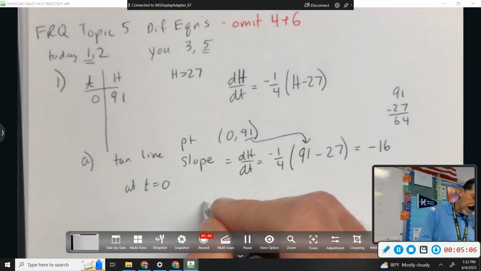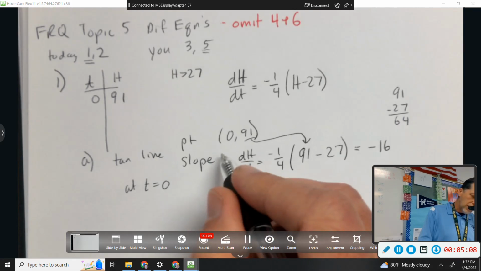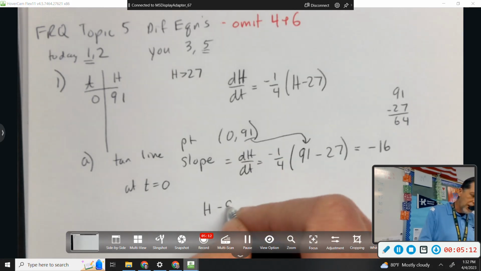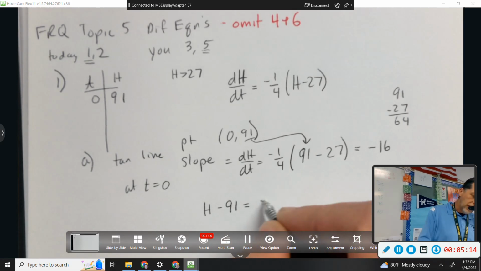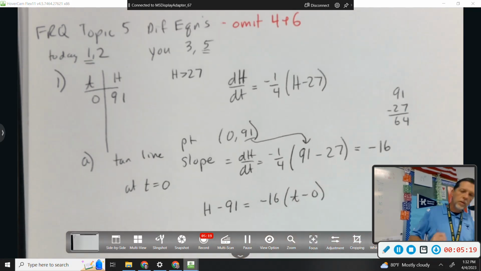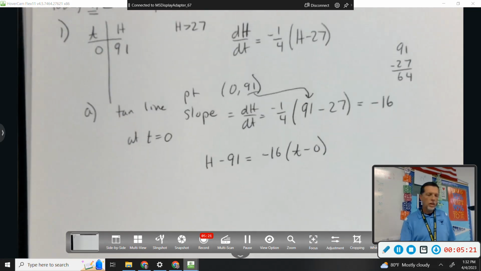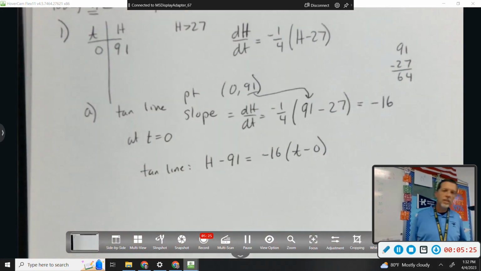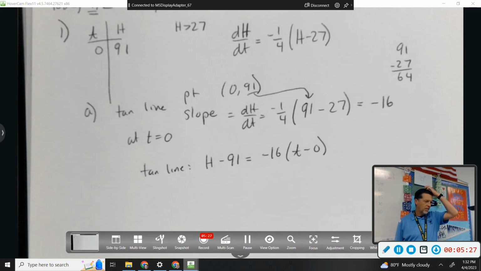So tangent line. I don't know if I want to use y. I think I want to use H. H minus 91 equals negative 16 times (t minus 0). There's my tangent line. Okay, so that's the first part of the question. Use this equation to approximate the internal temperature at time 3.